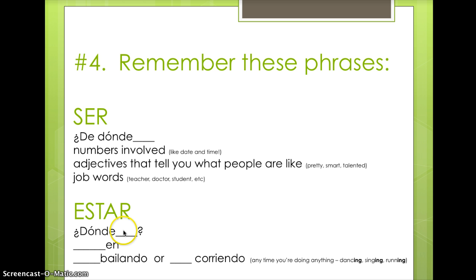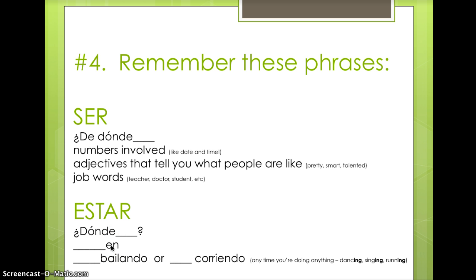Estar is going to pair nicely with donde. So pay attention. De donde, ser. Donde, estar. And that's because donde just means where. So if I use just where, that means I'm saying, excuse me, where are you? And ser has the from. It's that de that indicates from. So if I put from in there, all of a sudden I'm asking about origin. If I say donde, that means where, and I'm saying where are you right now, or where is the dog, or whatever. So those are things saying where, as in right now, where.